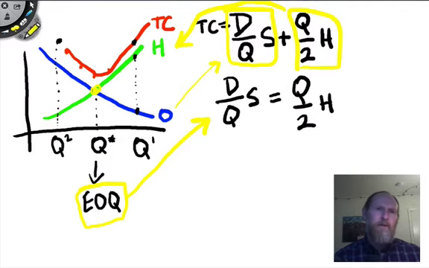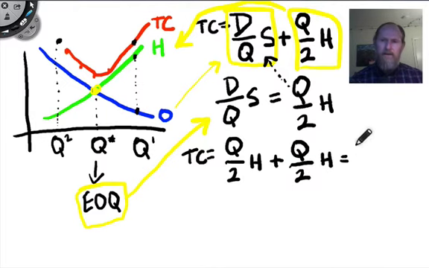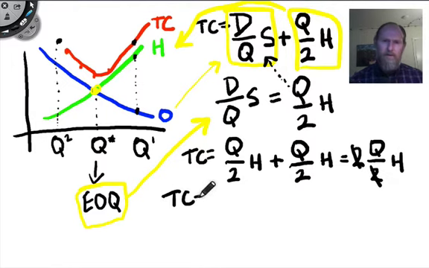Well, what is the significance of that? Well, if we take this and substitute it for that at the point of EOQ, which we can do because these are equal, our total cost equation looks like Q over 2 times H plus Q over 2 times H. And that is equal to 2 times Q over 2 times H. Those cancel with each other, so we have Q times H. So then we have total cost equals Q times H.